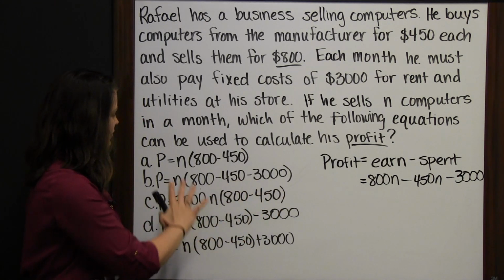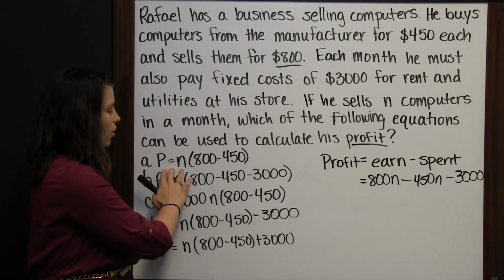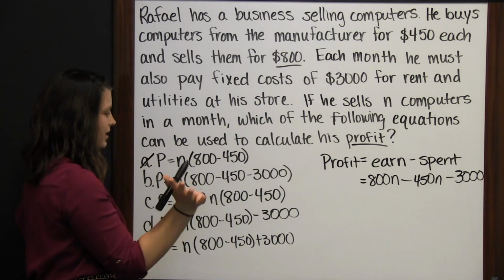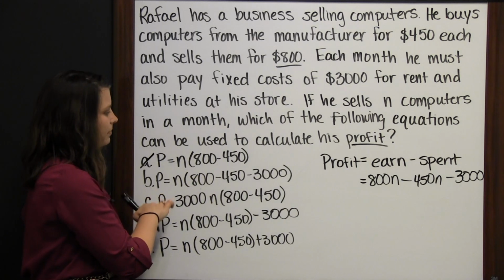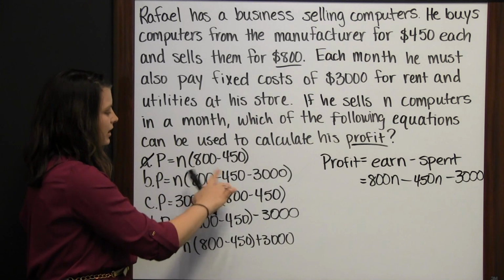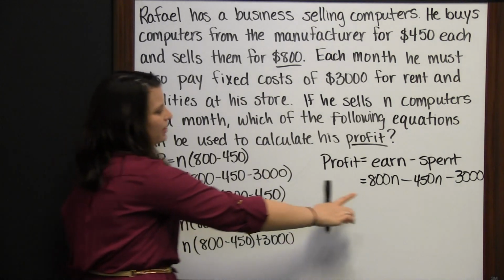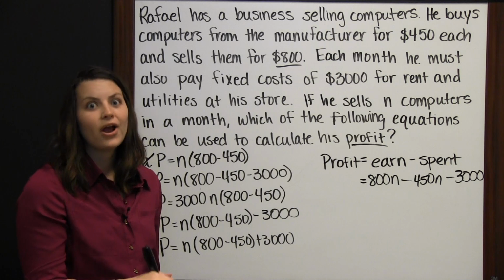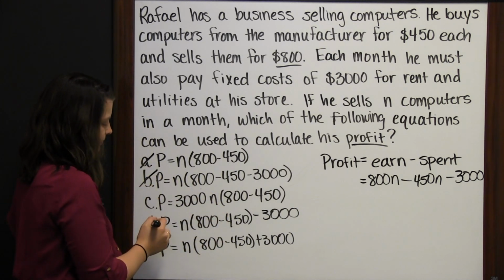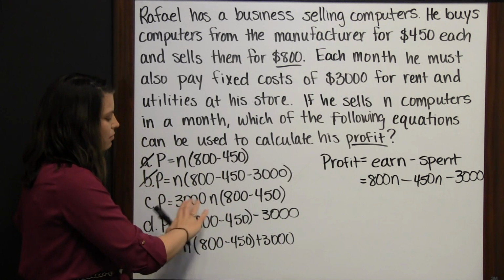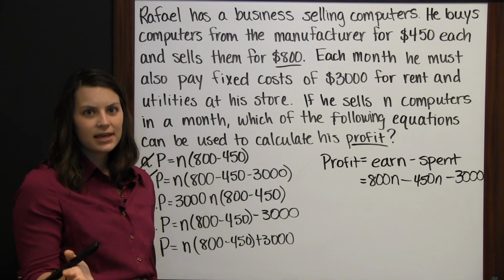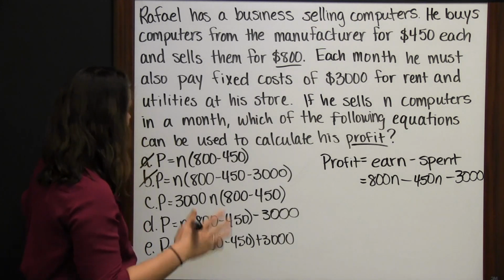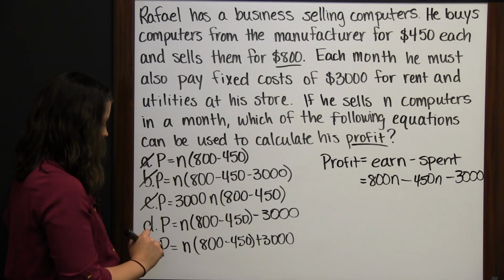Now if we compare what we have to these equations, we know we can already eliminate A. It doesn't even take the $3,000 into account, so A's out. On B, if we distributed this in, we'd be subtracting $3,000 n, which is not right. We're not losing $3,000 for every computer we sell, so B's out. On C, it has us multiplying $3,000 times n, which would be great. He'd be making tons of money, but that's not this situation.